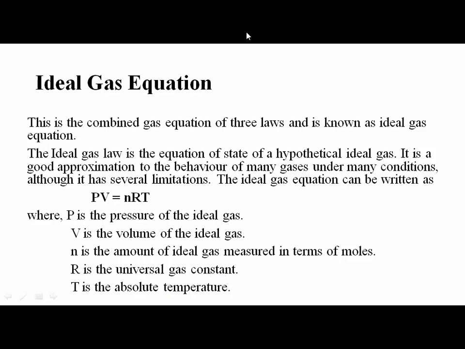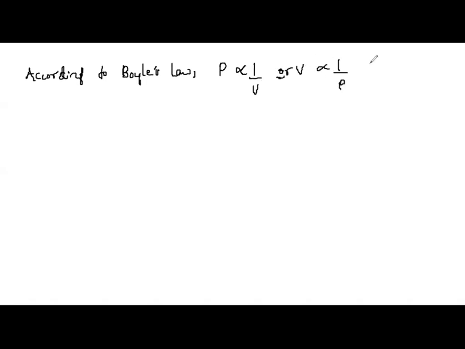Let us see how this ideal gas equation is derived. It is the combination of three laws. I'll just tell you how it is derived. We know that according to Boyle's law, pressure is inversely proportional to volume, or I can say volume is inversely proportional to pressure, and this is at constant temperature.